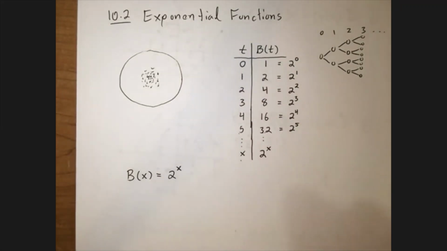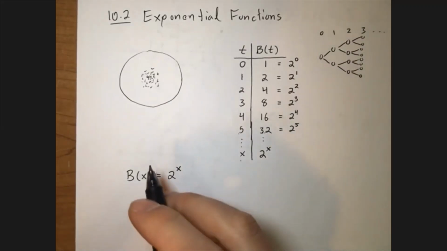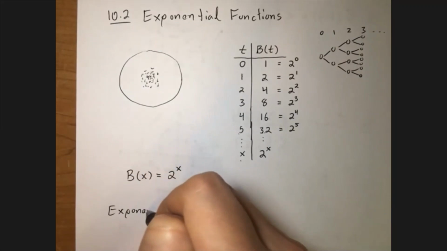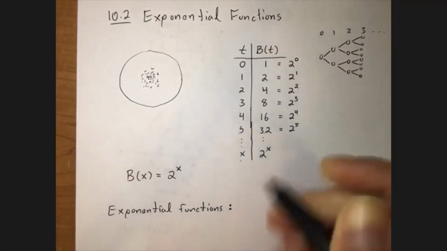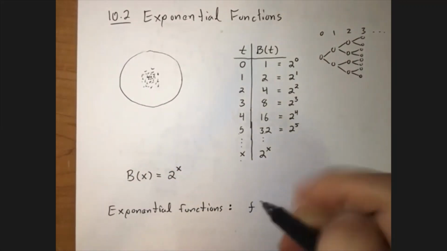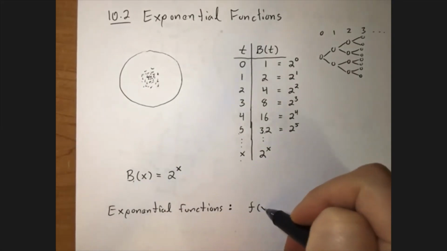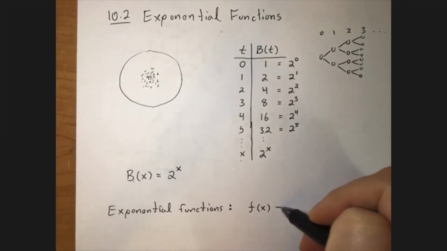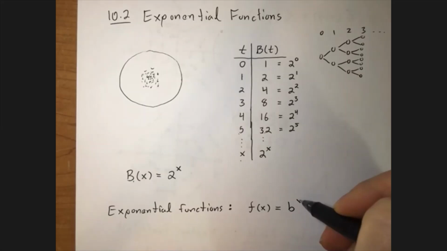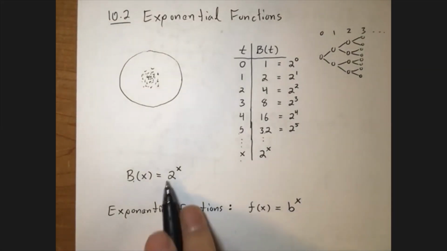Now, what does an exponential function look like in general? Well, an exponential function is a function of the form, in this case I used B, I'm going to use a lowercase f for this function. It's f of x equals some number raised to the power x. In this case, my number was 2, right?